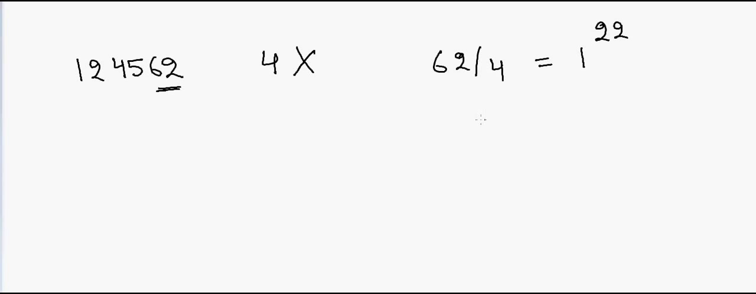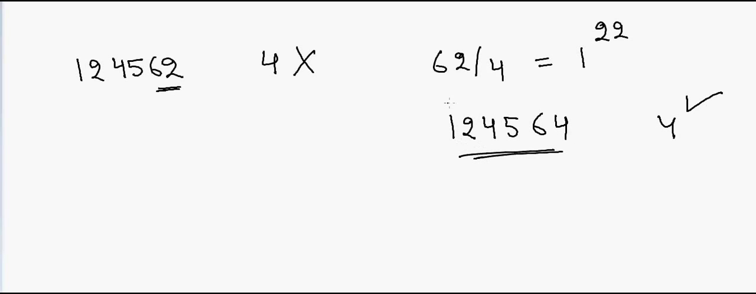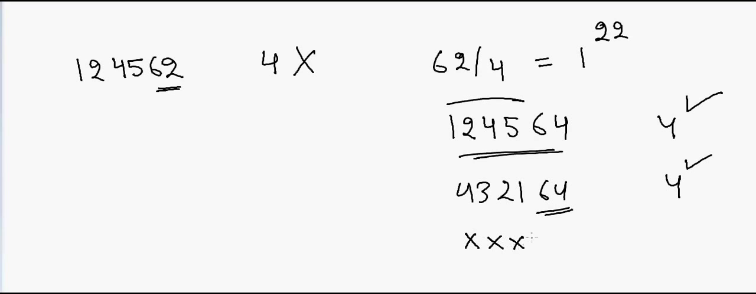So how can I modify this number? If I change the end so that I make it 124564, then this number should be evenly divisible by 4. And I can modify this number in any way. I can write 432164, and again it is divisible by 4, or I can write anything xxxx and then 64, and this number should also be divisible by 4. So I have to look at the last 2 digits to check if the number is divisible by 4 or not. In this case it is not.